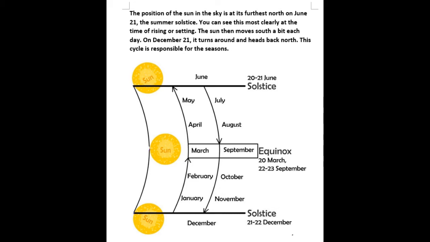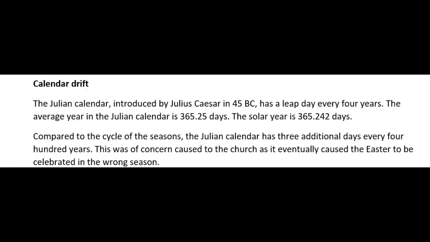Okay. One might ask, if Christmas is a solstice holiday, why is it on December 25th when the actual day of the solstice is December 21st? Now, the short answer to that question is calendar drift.